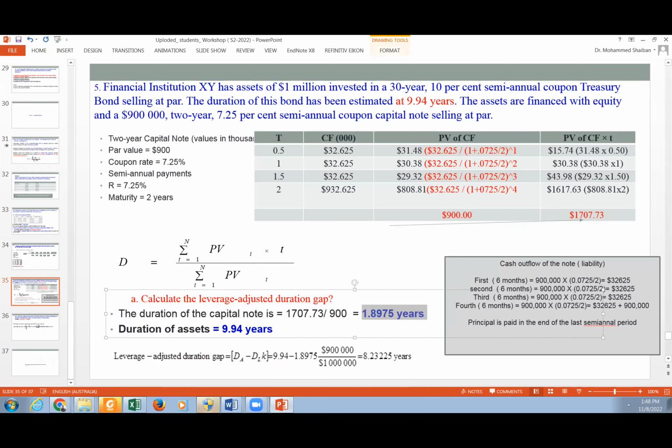Now, all I need now to get I know now the note duration is 1.97 years, and the duration of the asset 9.94. Now I can calculate the leverage adjusted duration, which is duration of the assets minus duration of the liabilities. I find it to be 8.2325. So this is one formula. You can use this one. You can just put the change in equity, duration of asset minus duration of liabilities, times the assets, times the change in interest rate. Or you can take it in two stages. Calculate first the duration gap. This is the duration gap, which is 8.2325, and it's a positive.